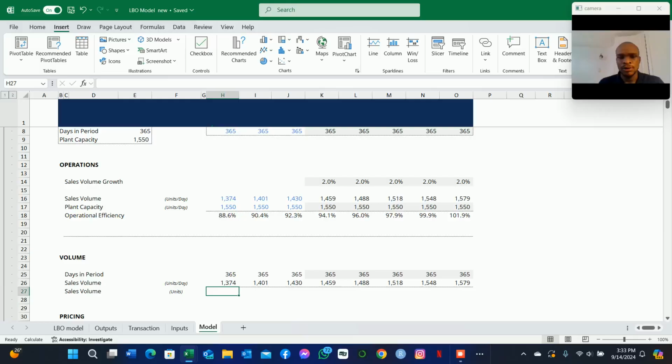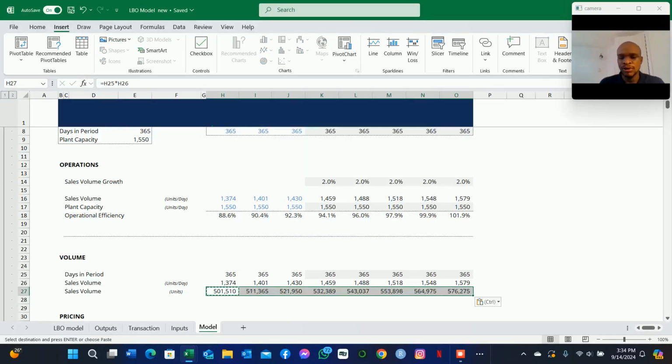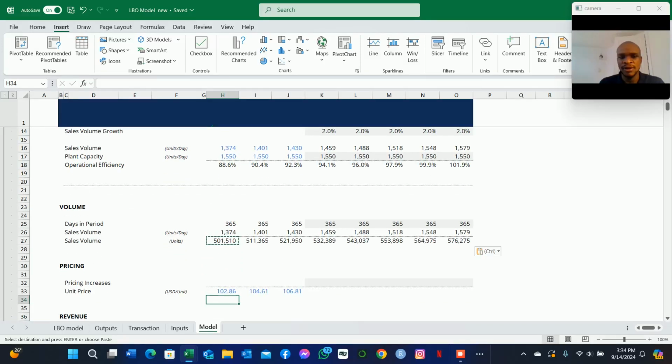So now in order to calculate our sales volume for the 365 days in the period, we will just multiply our daily volume by our total number of days in that period. In this case, it is 365. So we have it set up there. We can paste that right to the rest of our forecast.